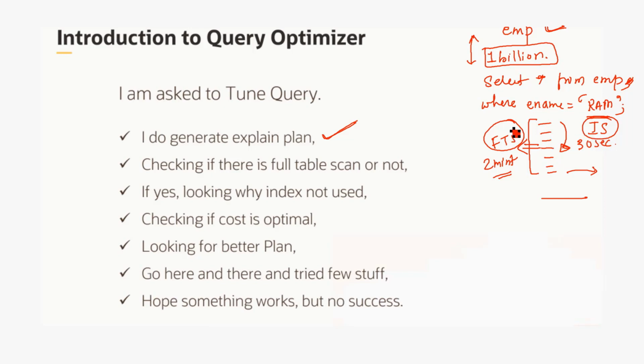So in case of a full table scan, you have to make sure that an index is there on the table to make the query optimized and the query execution faster. So this is also one of the techniques to tune a particular query. You have to check whether a full table scan is happening or not. If yes, then look at why the index is not used. If the index is there, then fine. If the index is not there, then you have to create an index on the particular column.